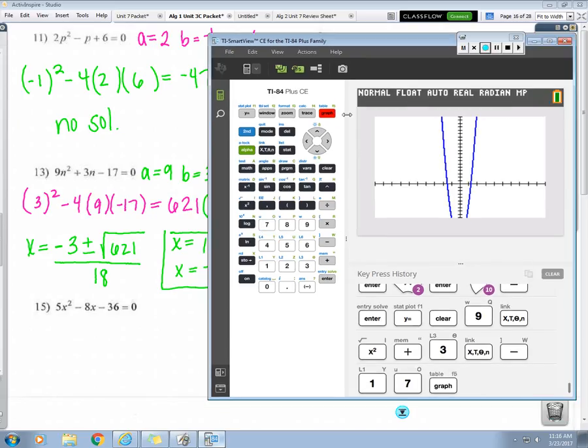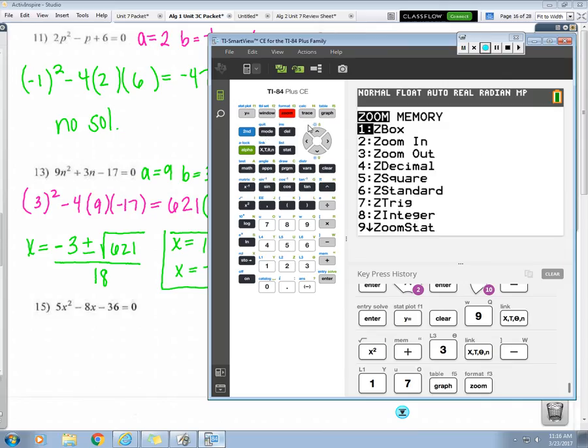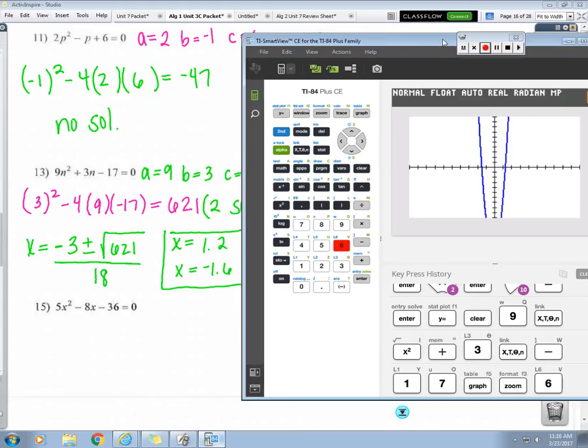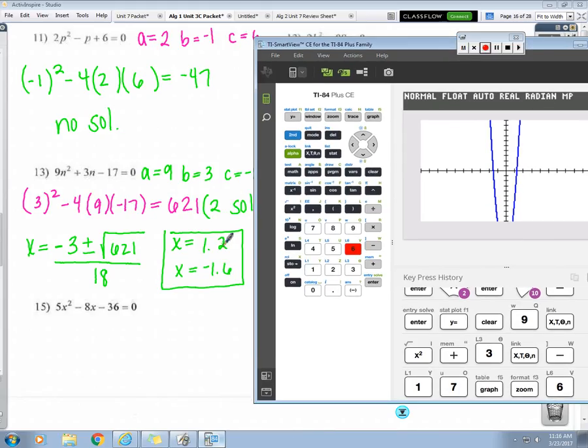Let me go back. How do I get back to my normal window? Zoom, Standard, number 6. Zoom 6 will take you back to your standard window. See how this part of the parabola crosses a bit past positive 1? Wouldn't that be that 1.2? And see how this one crosses, like, it almost looks like between negative 1 and negative 2, but a little closer to negative 2? Wouldn't that be the negative 1.6?